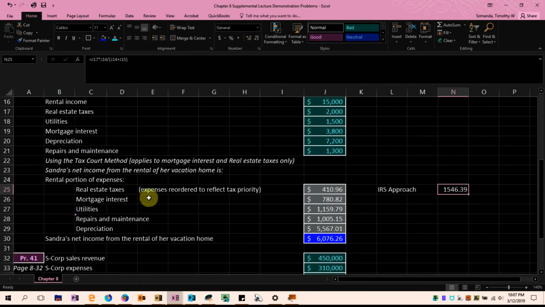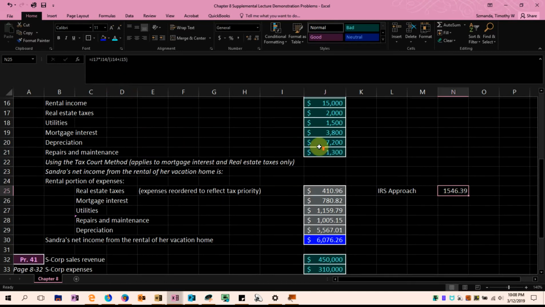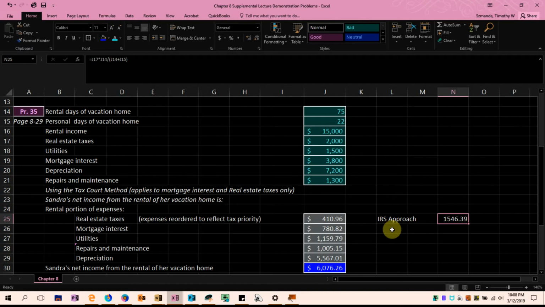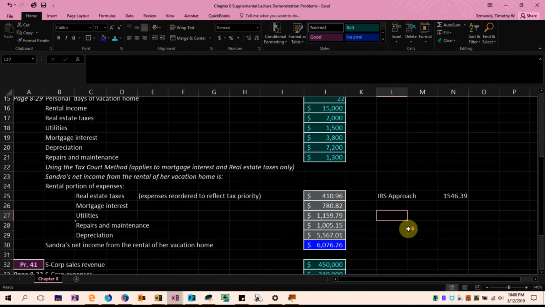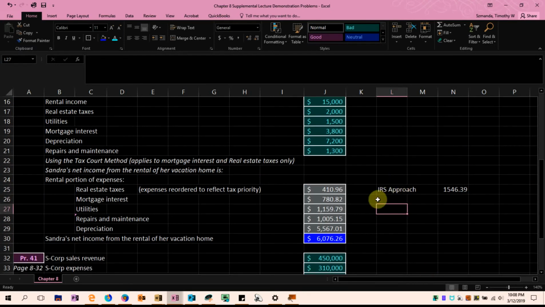But the problem calls for us to use the tax court method, which means that our denominator has to be 365, not 97 days. Okay, so that was just for comparison purposes. That was the IRS approach. And again, this tax court approach only applies to these two expenses: real estate and mortgage interest.